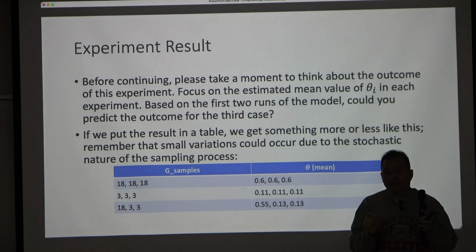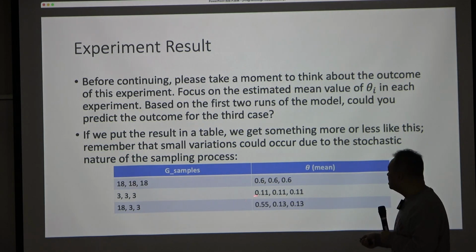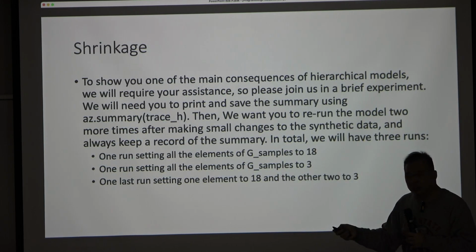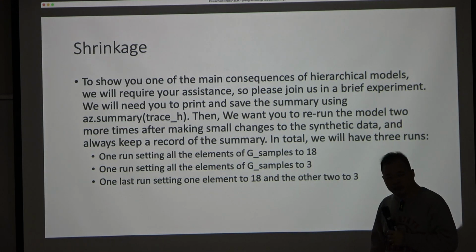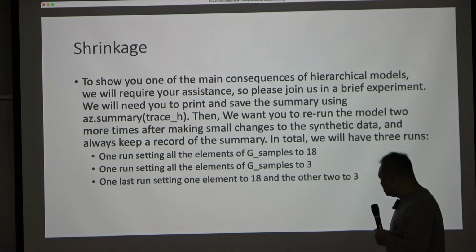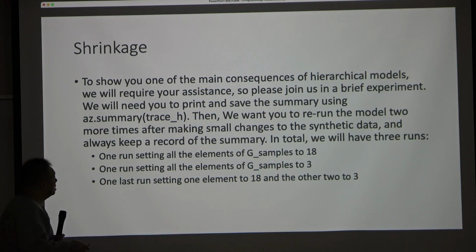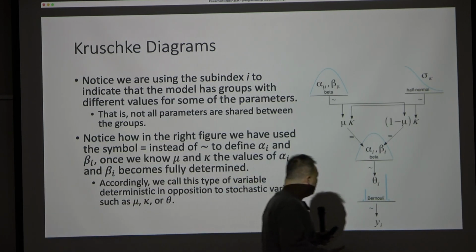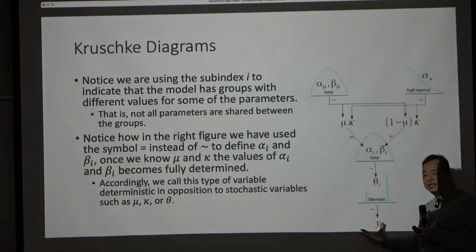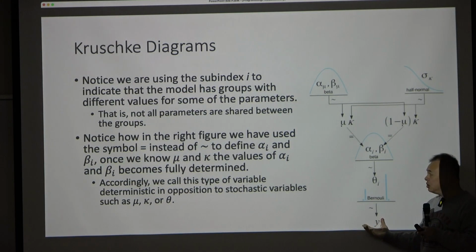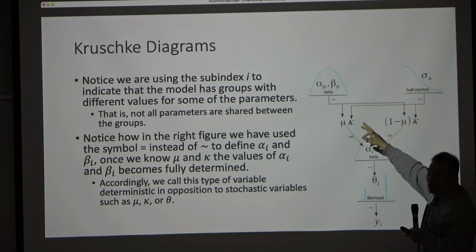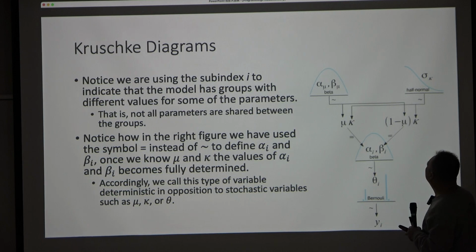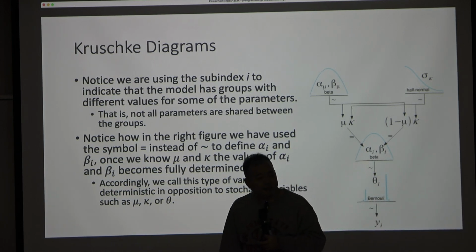Why is that? This phenomenon is called shrinkage, which is a very, very important concept in hierarchical models. The reason is, in this model, of course, your data sits here. You have a prior for your alpha mu, beta mu, and also the sigma kappa. Those are priors.